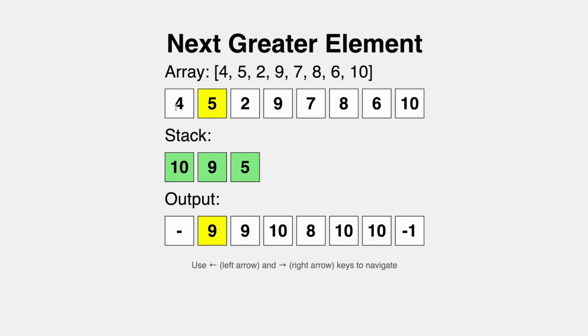And now when I move to 4, I will again compare 4 with the top of the stack, which is 5. Of course 5 is greater than 4, so my output for 4 would be 5 in my output array. And then finally I will push 4 into the stack. Since now I have exhausted all the elements of this particular array, I will stop here, and this is my final output.